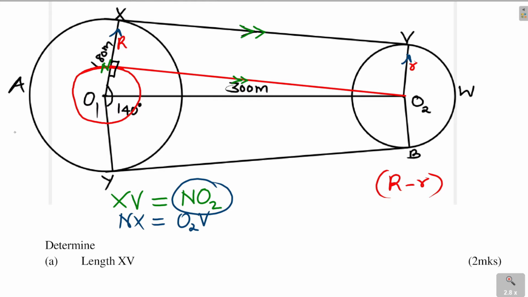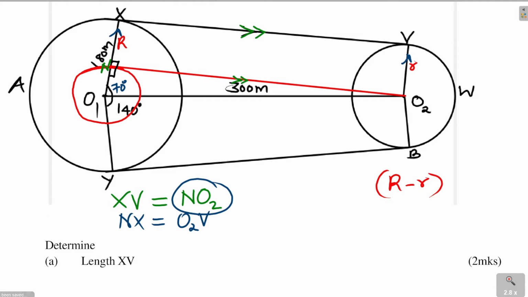This is a right angle triangle, with O1 and O2. And since we have an angle here at the center, because the whole of this angle is 140, this one will be 70 degrees. So if you extract this triangle, right angle triangle at N, we have this side, O1O2, the distance between the centers, that is 300. Then you have this angle as 70.